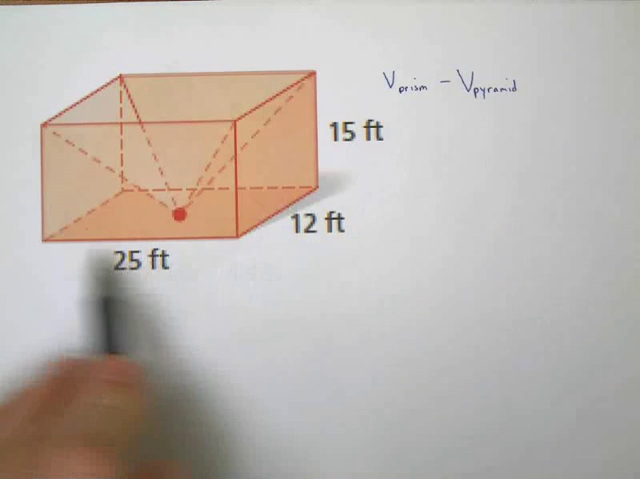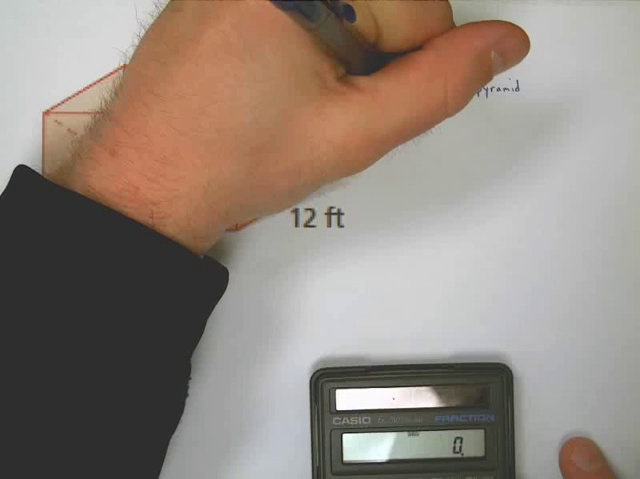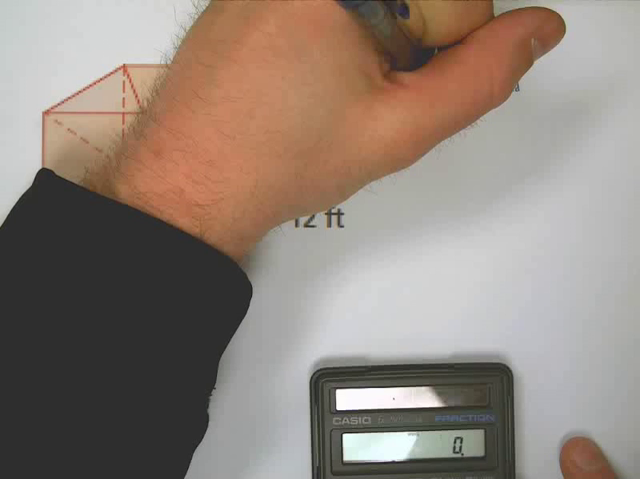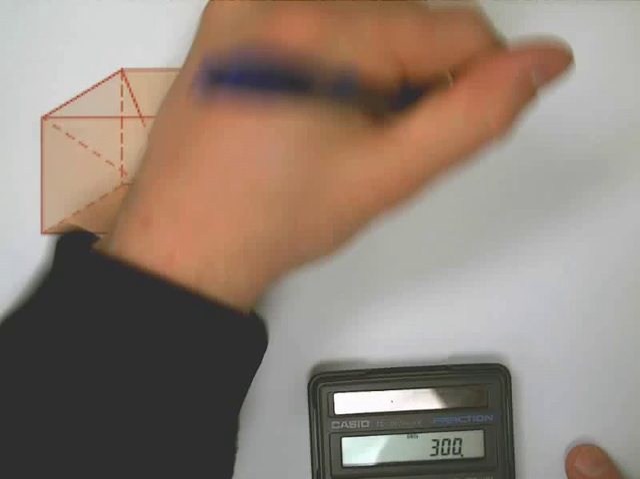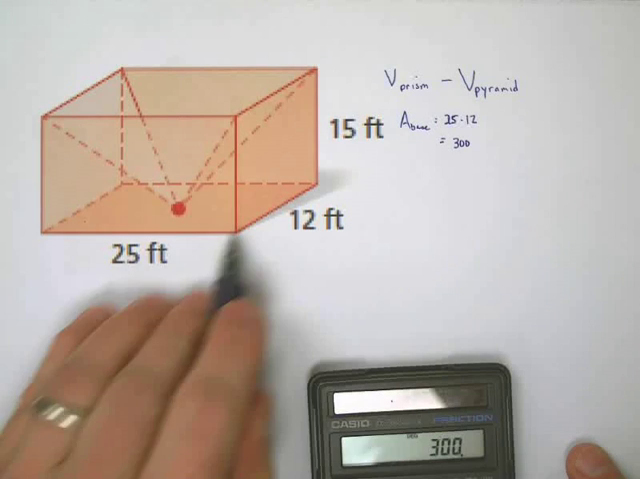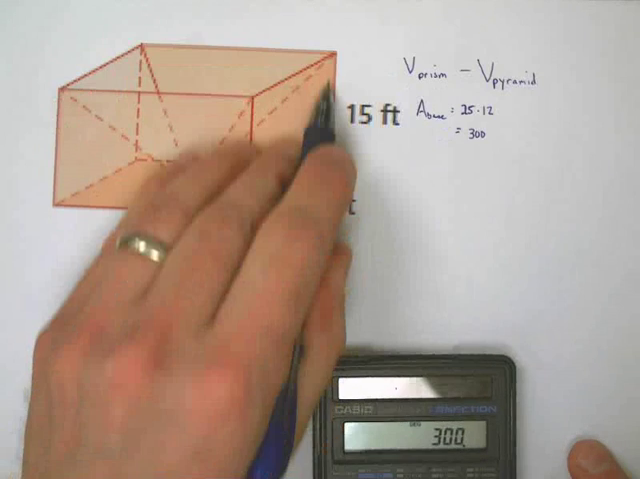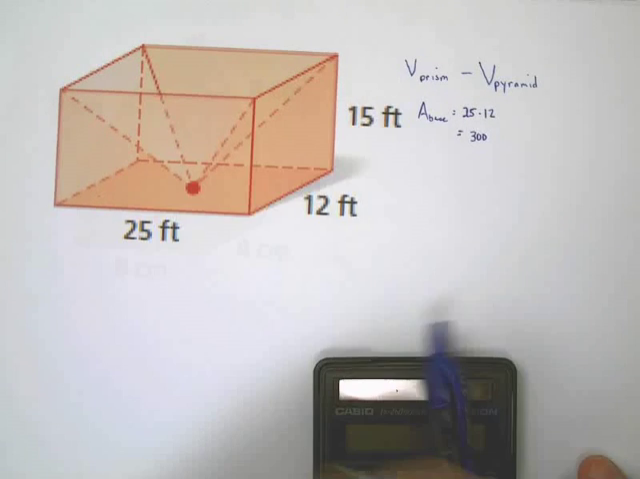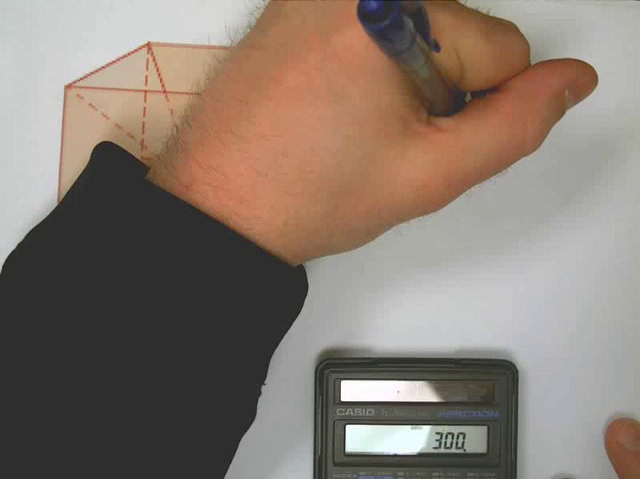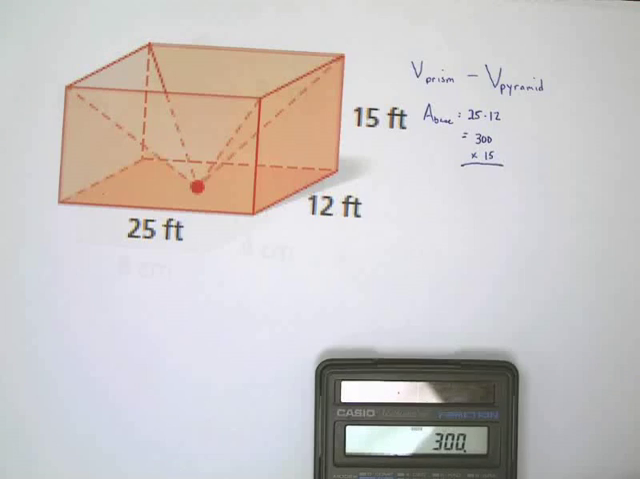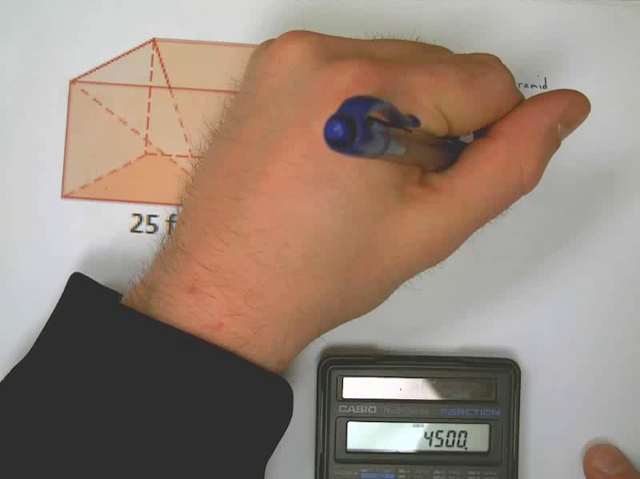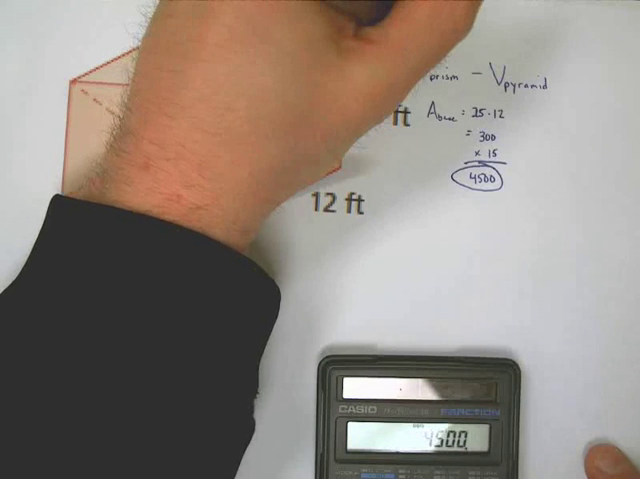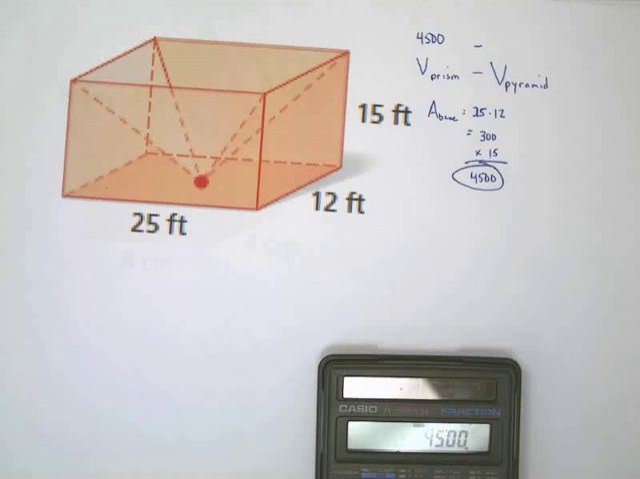You guys have done that before. It's the area of the base, which is 25 times 12. The area of the base is 25 times 12, which is 300. So that's the rectangular base. Multiply that by 15, and that gives me the volume of the prism. 300 times 15 is 4,500. I'm going to take some of that away, okay? So this is 4,500 for the volume of the prism.